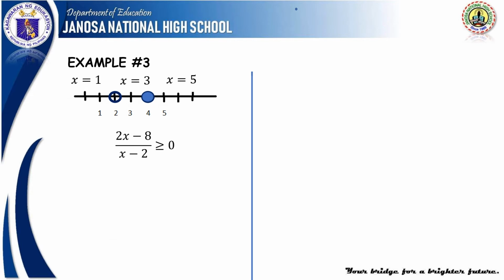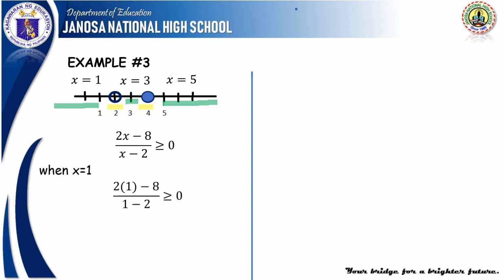So, sa number line natin, i-represent natin yung 2 as a hollow dot and yung 4 is not hollow or may shade. Since yung 2 natin is not included in the solution and 4 is included in the solution. Again, we will try some test values that are less than 2, between 2 and 4, and those that are greater than 4. So we will try x is equal to 1 na less than 2.